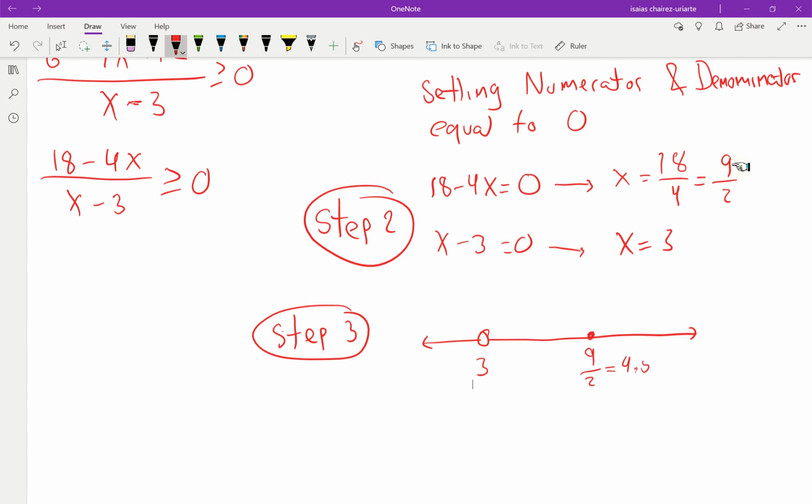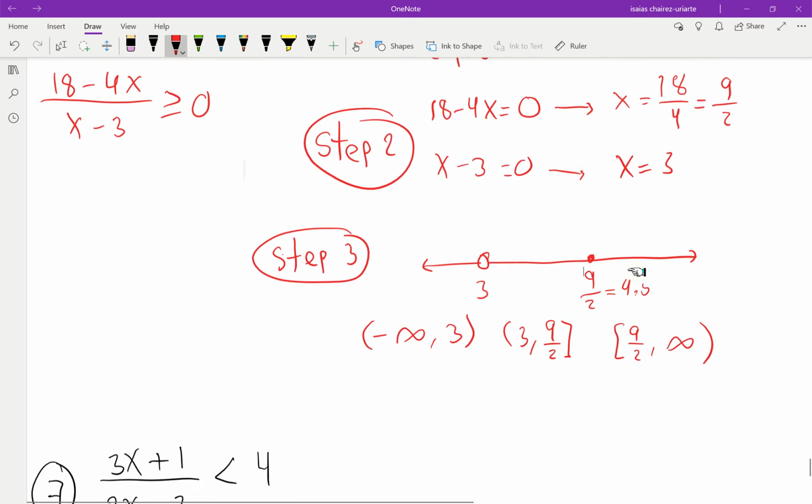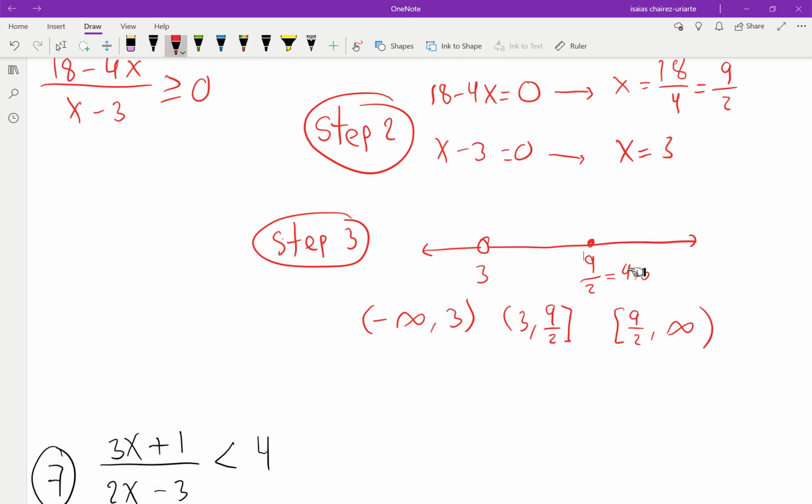Okay. So this creates 3 intervals for me. The intervals are negative infinity to 3. I have the interval 3 to 9/2. I am going to use a bracket on the 9/2. Notice that the 3 always has a parenthesis. That's because that's what makes the denominator 0, so we don't want that value. That value is not going to be part of our solution. And then we have 9/2 to positive infinity.